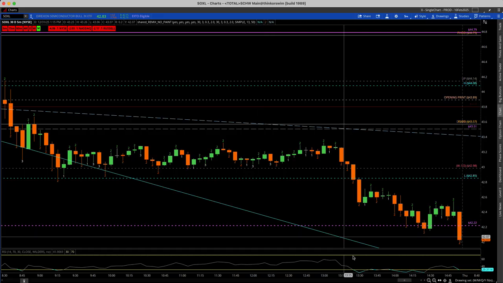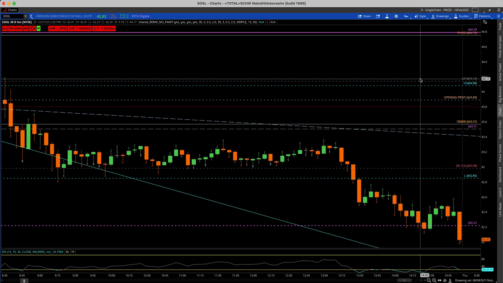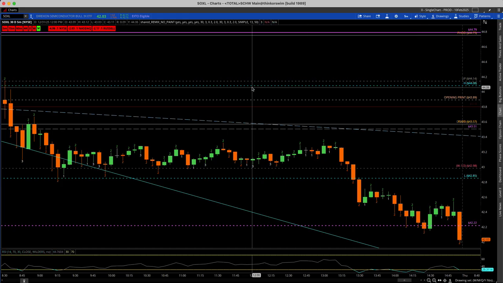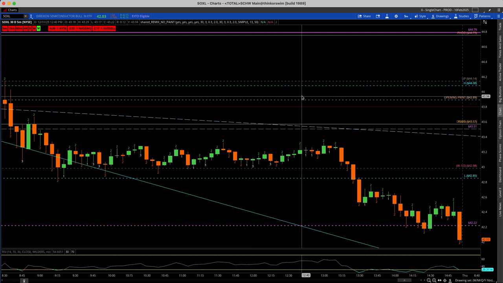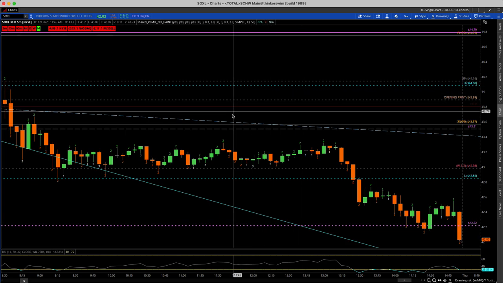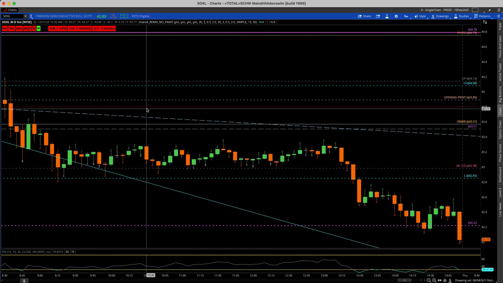Of course, if we get to those levels and continue to go past it, then we have additional triggers and targets that we'll talk about as well. But that's just the easy, straightforward method. Higher lows at or above opening print, look to get into calls. Lower highs at or below opening print, looking to get into puts.